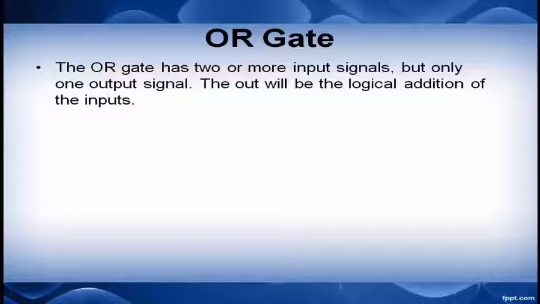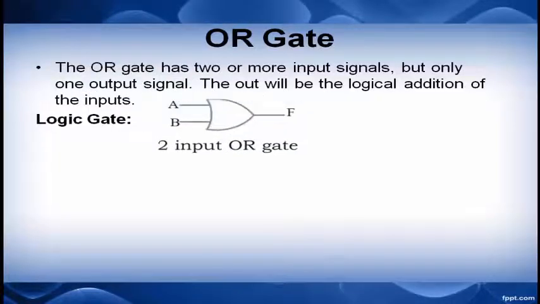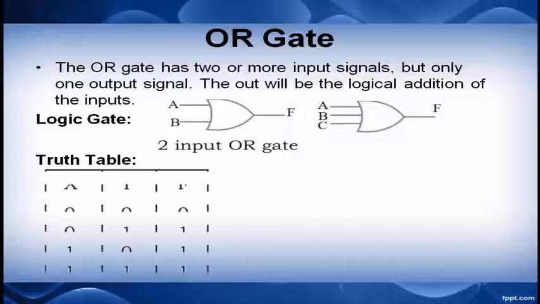The OR gate has two or more input signals but only one output signal. The output will be the logic addition of the inputs. Now I am going to explain the logic gate. This logic gate has two inputs A and B. The output is F. Another logic gate is here, that is the 3 input OR gate. The inputs are 3: A, B, C, and the output is 1, that is F.